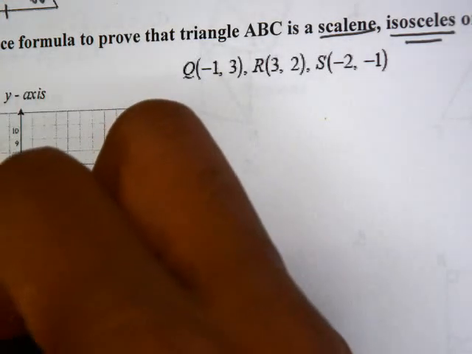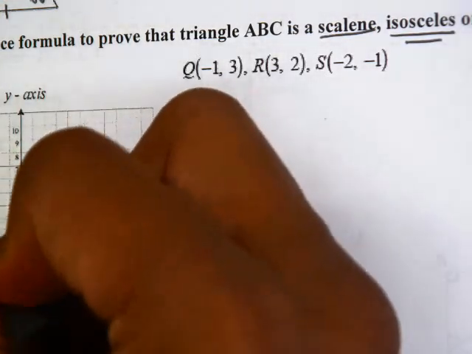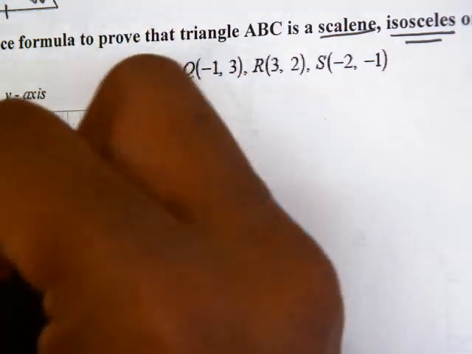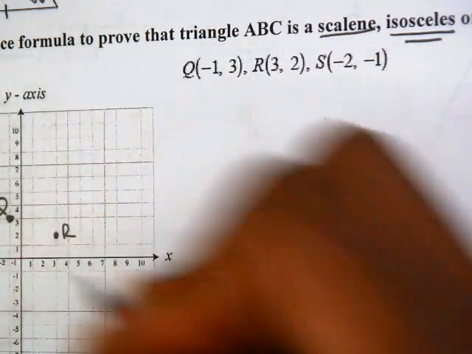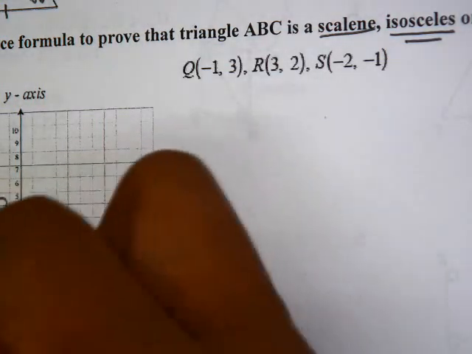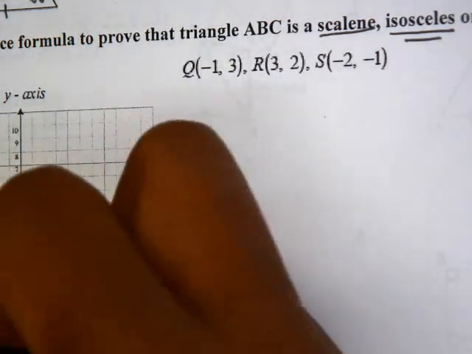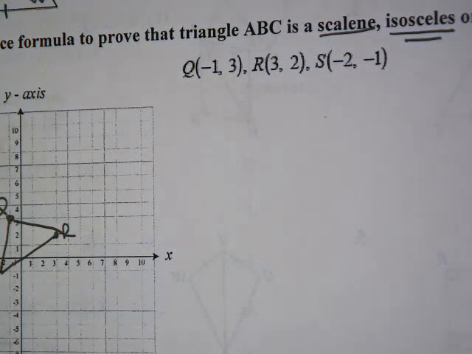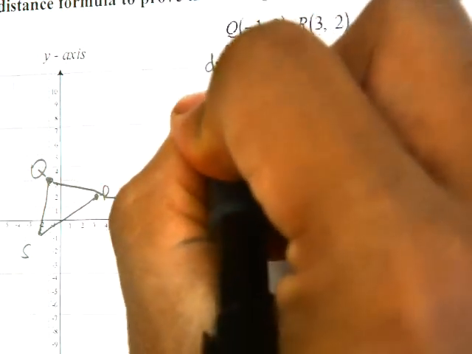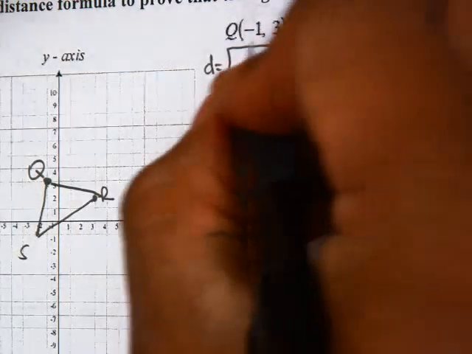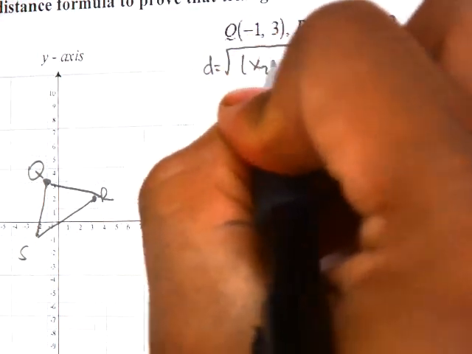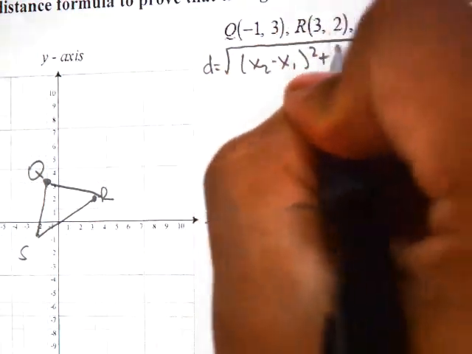So I'm going to graph all these points. Here's Q. Here's R. Here's S. So before I decide if these are scalene, isosceles, equilateral, the way I decide is to find all their lengths. And the way to define all their lengths is to use the distance formula.